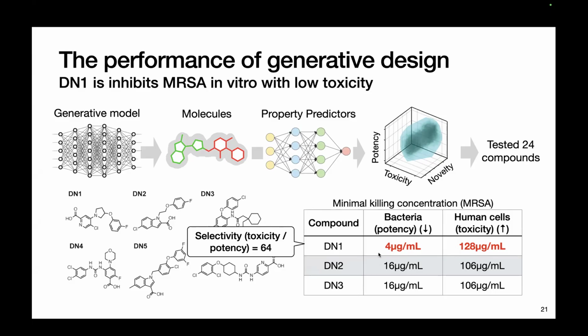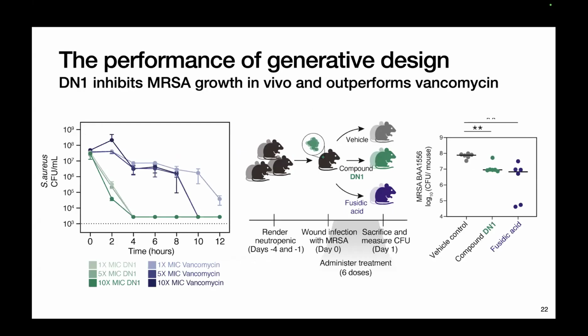We similarly tested this compound both in vitro and in vivo, right? We again put the compound in a mice model, and you can see that for DN1, we can reduce the infection about tenfold. It's not a home run, but it's still active in vivo, right? And on the left-hand side, you can see this compound kills bacteria faster than a clinical antibiotic for MRSA, called vancomycin, right?